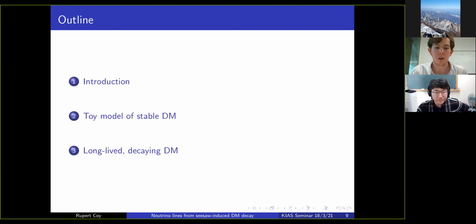So now I'm going to go on to a toy model of stable dark matter, which is consistent with what I was talking about: having some stable dark matter and then having UV physics destabilize it. And by the way, I should have said at the start, if anyone has any questions or comments, please feel free to interrupt at any time if you want.